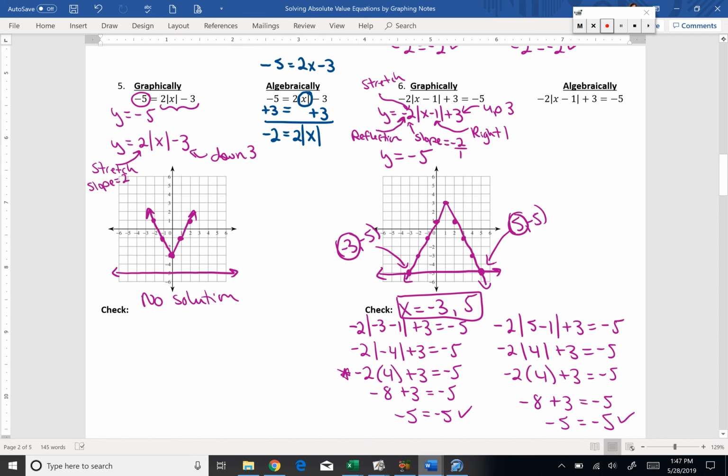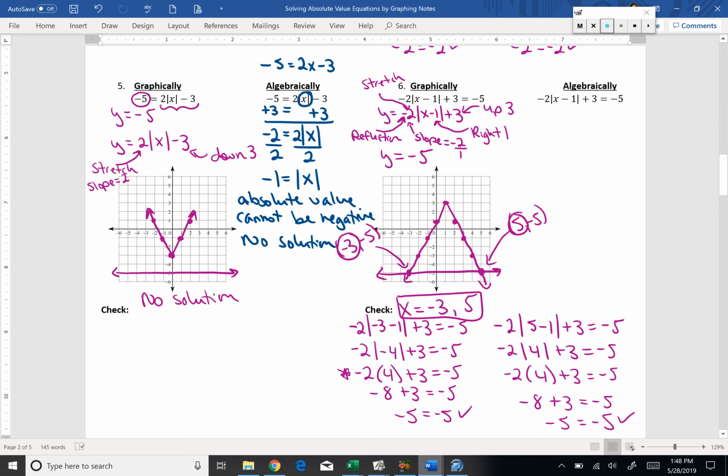Last but not least, I still have a 2 in front of those absolute value bars. To undo the multiplication, I have to use division. Negative 2 divided by 2, I get negative 1. And now that the absolute value bars are all alone, now I can make the determination, hey, absolute value cannot equal a negative. Absolute value cannot be negative. So that means our final answer is a no solution.